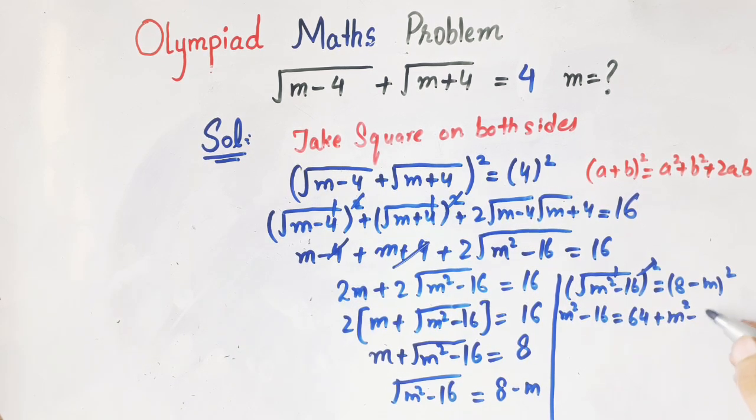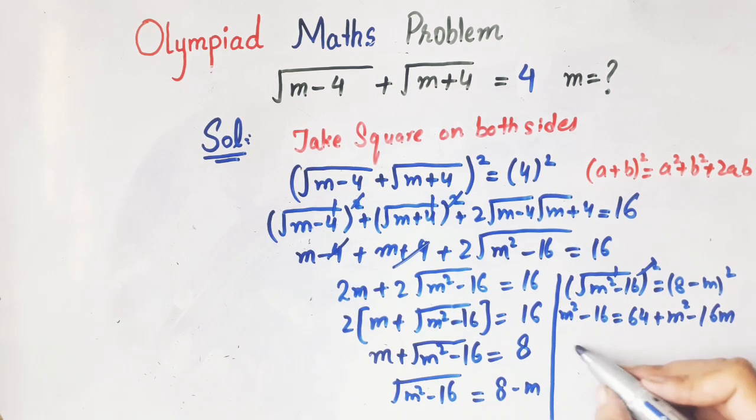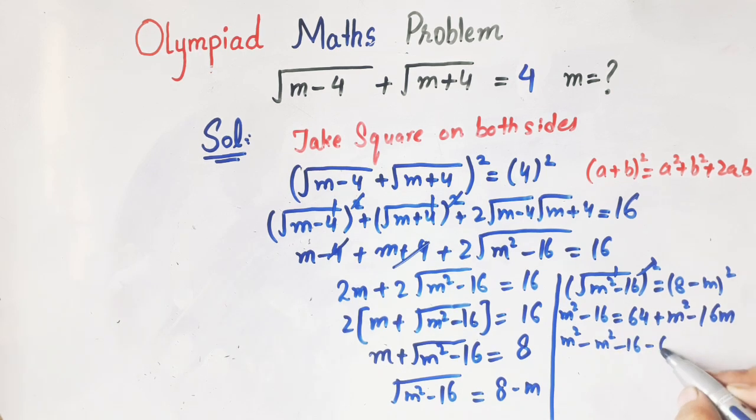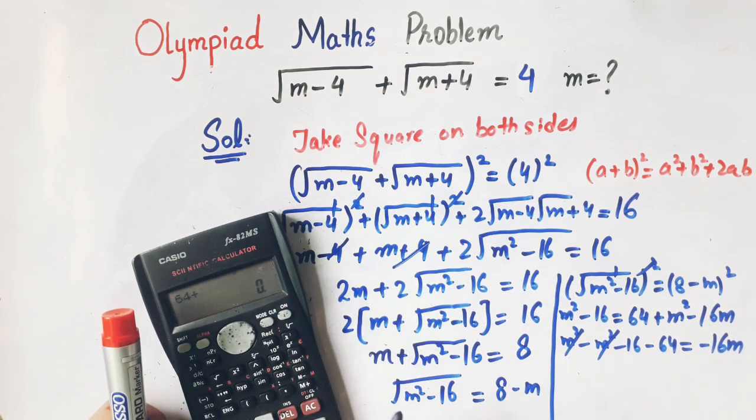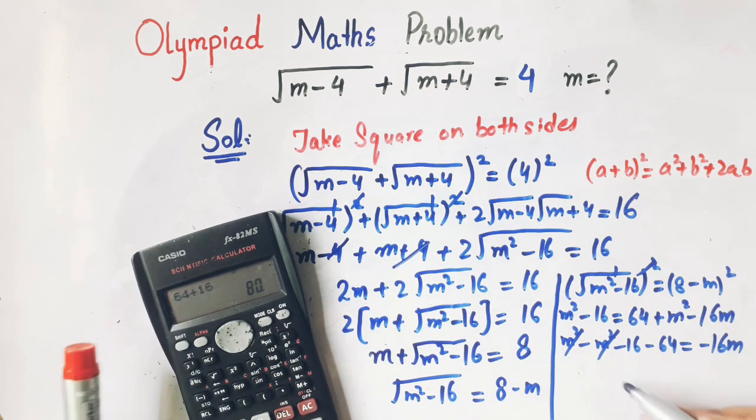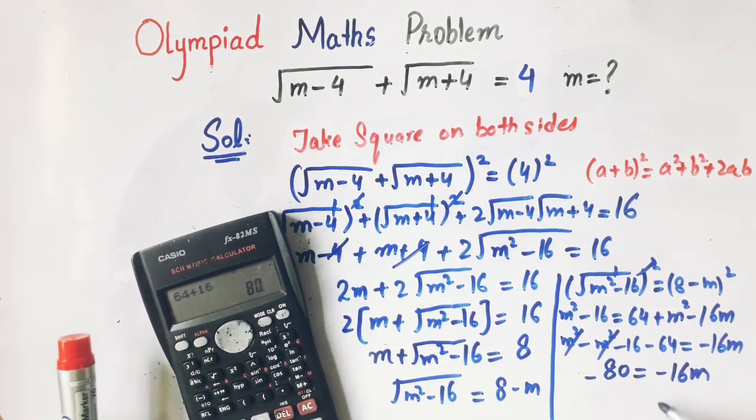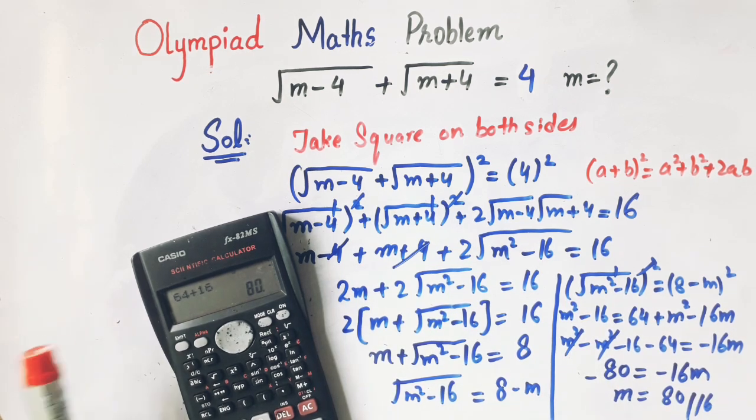minus 8 into 2 is 16m. We get m square minus m square minus 16 minus 64 equals minus 16m. This and this are cancelled out. 64 plus 16 is 80. Minus 80 equals minus 16m. Minus is cancelled out. m equals 80 by 16.